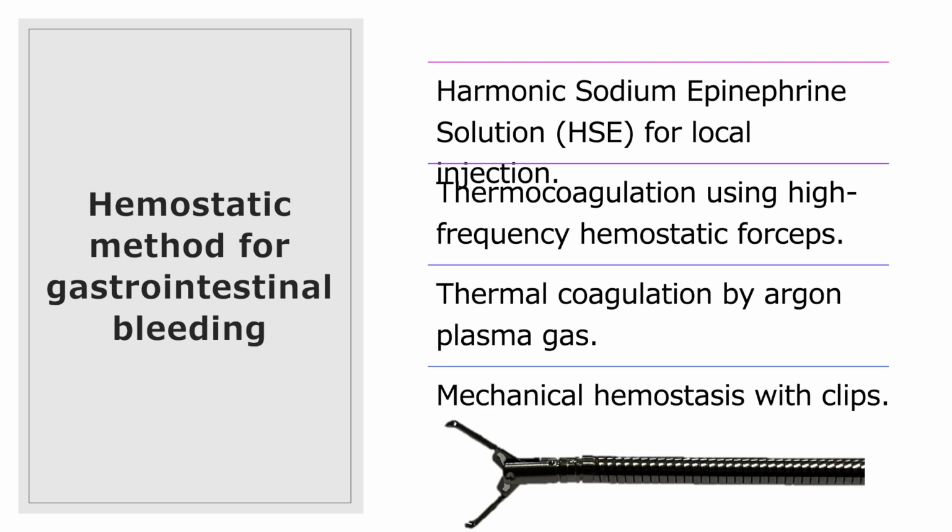Second, high-frequency forceps are used to cause thermal denaturation and coagulation of the blood vessel. Although it is easy to use, it may cause delayed perforation. Third, by energizing with argon plasma gas flowing, only a broad and shallow layer on the mucosal surface can be used to stop bleeding.